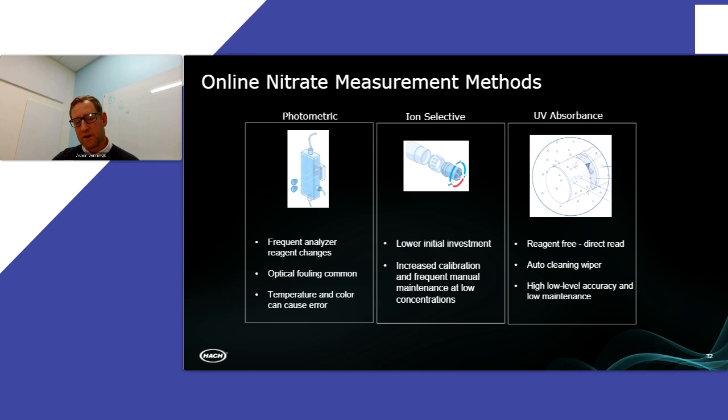Same situation where if we're running at very low levels, like say we want to measure nitrate in a swing zone, or we want to measure it in a denitrification zone, those levels can get pretty low and that can increase maintenance. And in this case, with a nitrate measurement that we have available, there is a reagent-free direct read way to do that. Some of the benefits here is you have an automatic cleaning system, and you have high low-level accuracy with less maintenance in most cases.